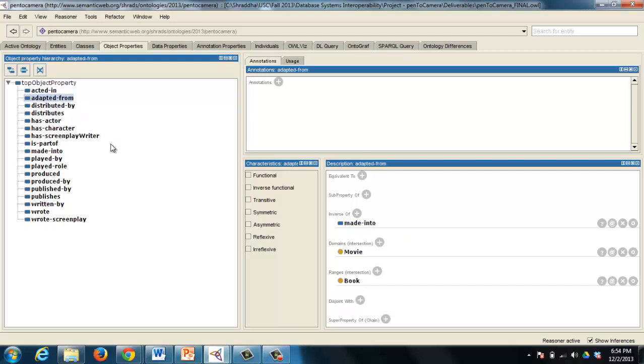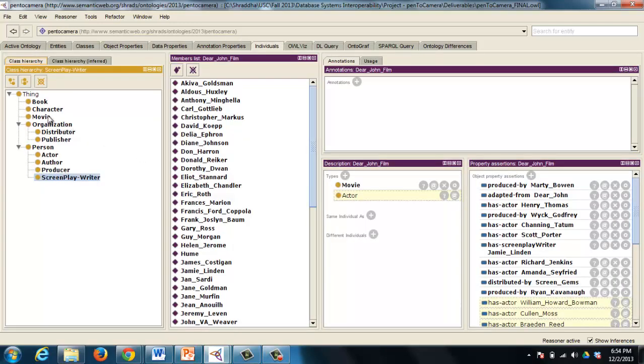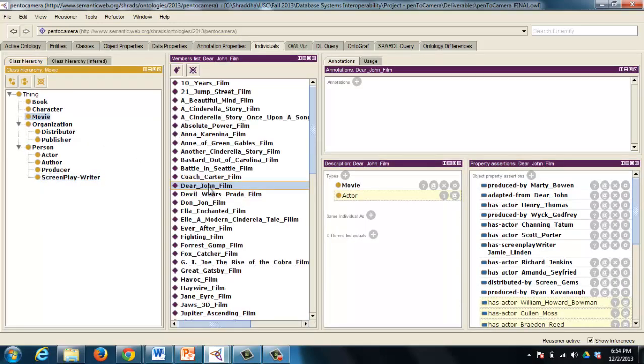Adapted from is a very specific and the core relationship of this particular ontology because that's the one that links the books and movies together. This can best be explained using an example, I believe. So let's take a look at the movie Dear John. This movie is adapted from a book named Dear John.